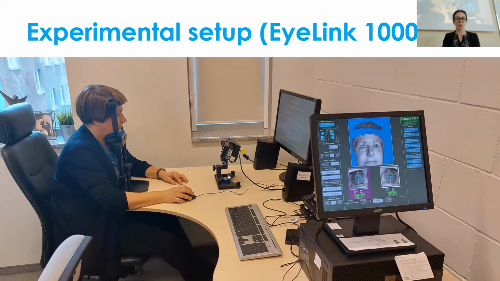We recommend not to move it. What you can move is the distance between the participant and the screen, and the height, so the angle at which participants look at the display screen. And here we have the experimental station where we would sit, and you can see the eyes clearly, right eye and left eye.